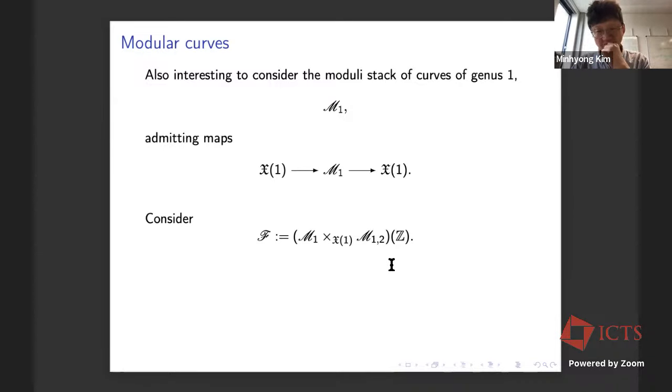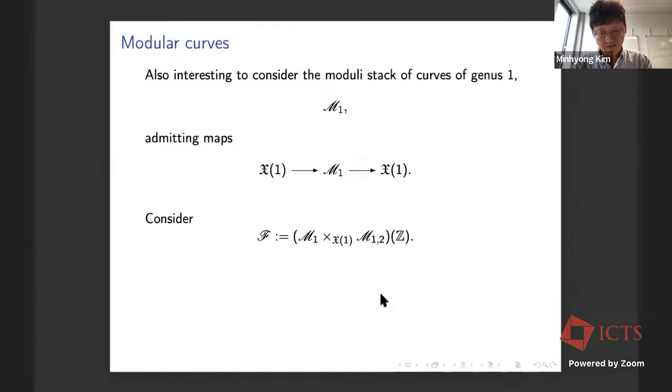And then these both map to, I guess I need to be slightly careful. Yeah, I guess I need to have ordered points in order to get the map from M12 to X1. I need to order them so that I can forget one of the points. Yeah, sorry about that. Anyways, so here you should consider sections of this.